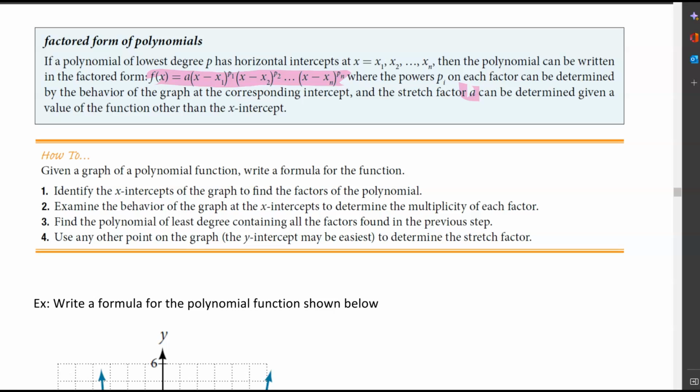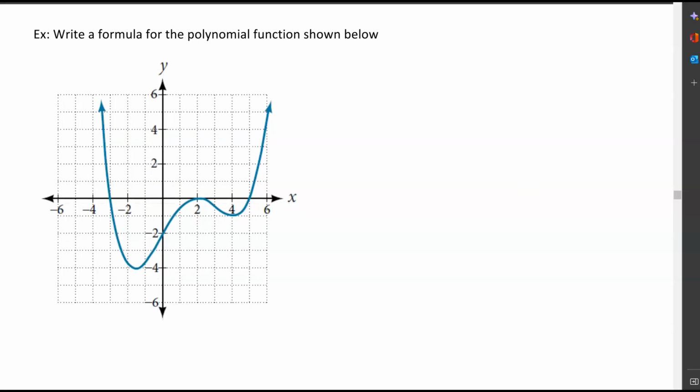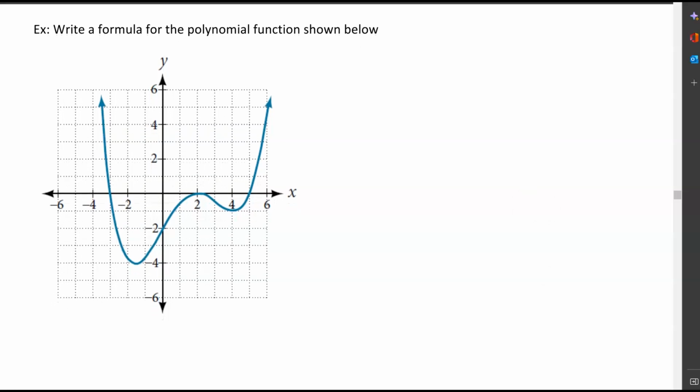Alright, so let's figure out how to do this. First we're going to identify the x-intercepts of the graph and find the factors of the polynomial. We're going to examine the behavior of the graph at the x-intercepts and determine the multiplicity of each factor. Find the polynomial of least degree containing all the factors found in the previous step. And use any points of the graph, the y-intercept may be easiest, to determine the stretch factor. Alright, so we are going to be working this backwards from a graph to finding the equation.